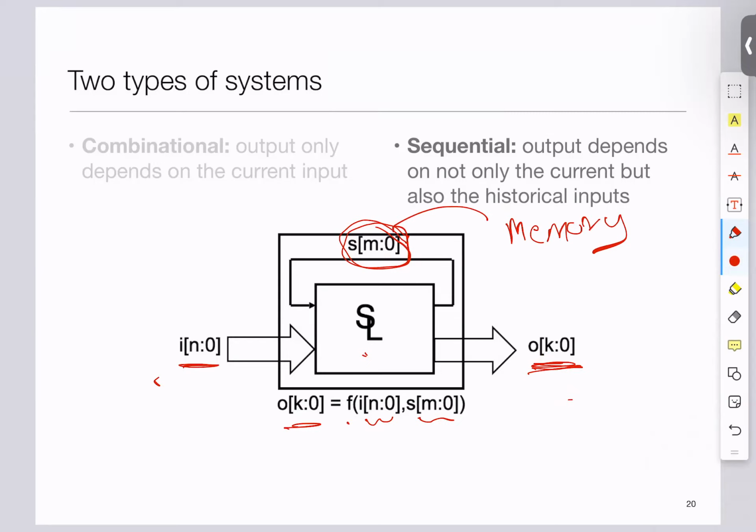Now, one way of thinking about a combinational system is that it's a special case of a sequential system where there is no memory. Essentially, I have 0 bits of memory.